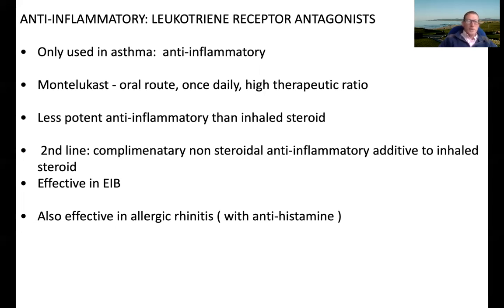Good news is that montelukast is very effective in exercise-induced bronchoconstriction, and it's used in most elite athletes as second-line add-on to inhaled steroid for that very reason. It's probably the best drug for treating exercise-induced bronchoconstriction asthma. It's also effective in allergic rhinitis, particularly so when it's given with an antihistamine. So if we had a patient with allergic asthma who also had allergic comorbidity with allergic rhinitis, we'd probably add in montelukast with an antihistamine like, for example, ketotifen.